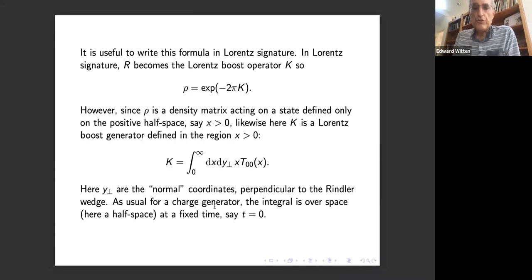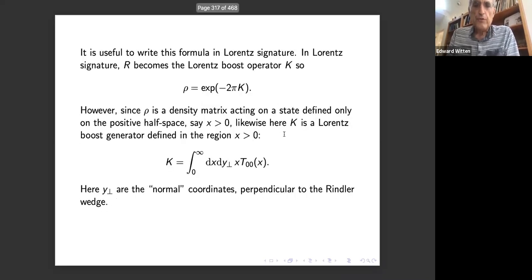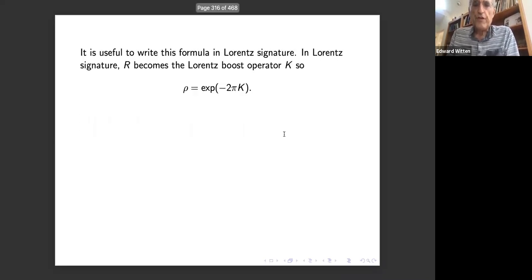As usual for a charge generator, we define the charge by integrating only over space at a fixed time, which we can take to be time 0. But here we integrate only on half space. So you can go further and find the Tomita operator and the modular operator. But for that, I refer to my notes. We're only going to use the density matrix, and so I'm only going to present the derivation as far as this.